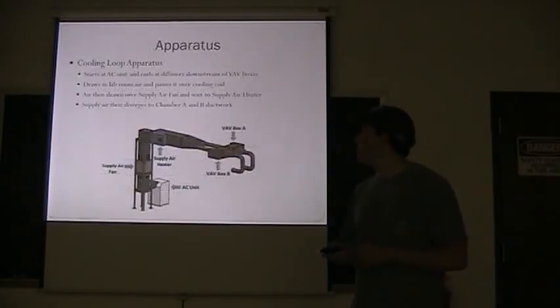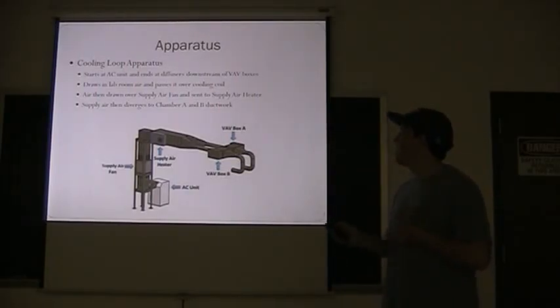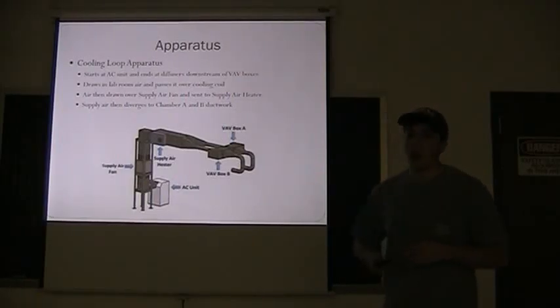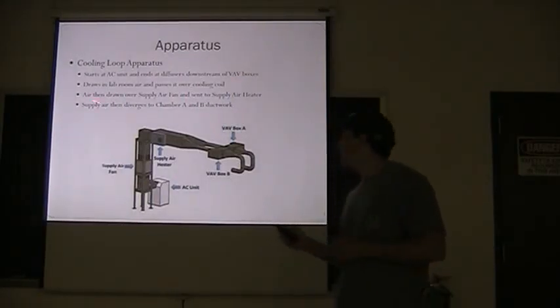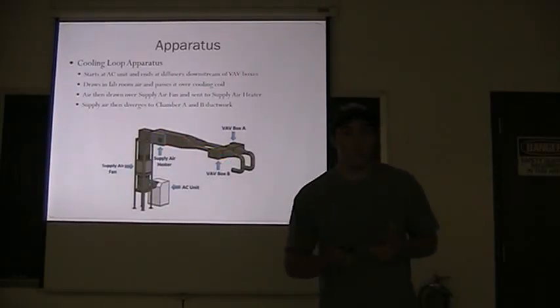So for our apparatus, we're going to have the cooling loop apparatus to start off with. The air enters the AC unit and it ends at the diffusers down here downstream from the VAV boxes. It draws in the lab air and then passes over the cooling coil, which is inside the AC unit. It's then drawn to the supply air fan and then sent to the supply heater, and then it just goes to the ductwork between chamber A and B.